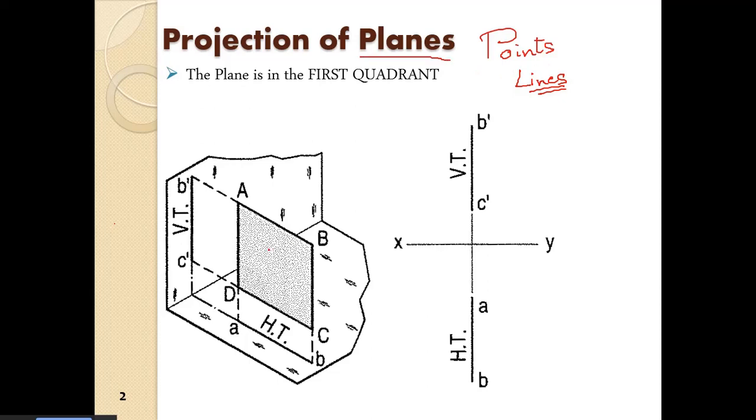So what is a plane? Basically, we have certain edges. First of all, we have certain points. So we have A, B, C, and D. Then we have the edges, the AB. So AB is a line. Similarly, BC, we have the edge. So BC is a line. Similarly, DC or CD we have. So that is a line. And then we have DA.